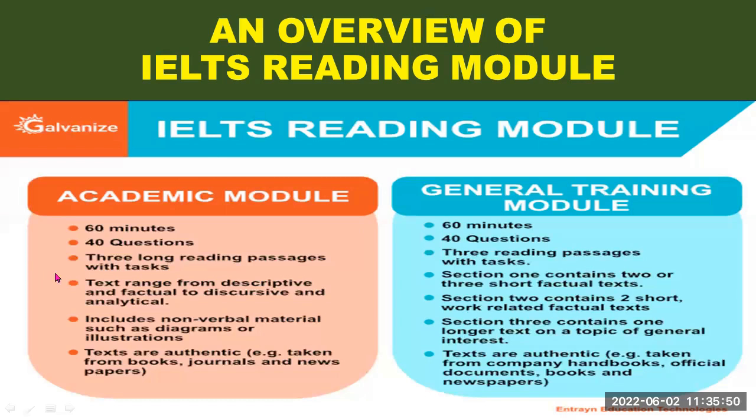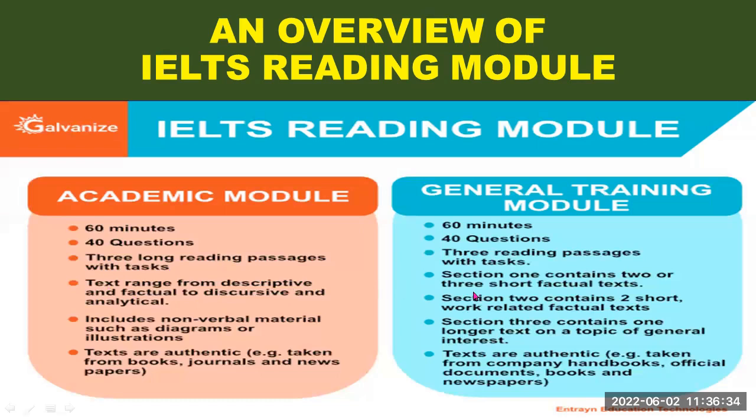But there are similarities in the reading test because you have 60 minutes in the academic module. You also have 60 minutes in the general module. There are 40 questions you are going to answer in the academic module. There are also 40 questions in the general module. So they are similar. There are 3 long reading passages with tasks, and the same thing applies to the general module. Then here you have the text range from descriptive and factual to discursive and analytical.